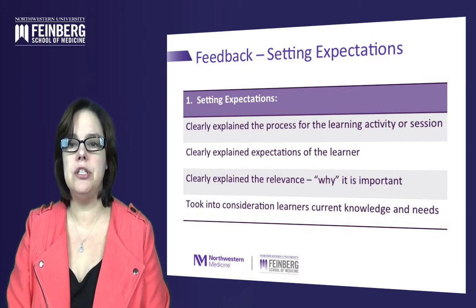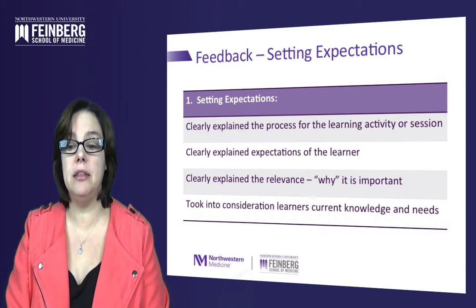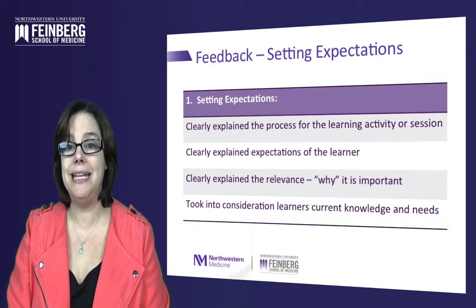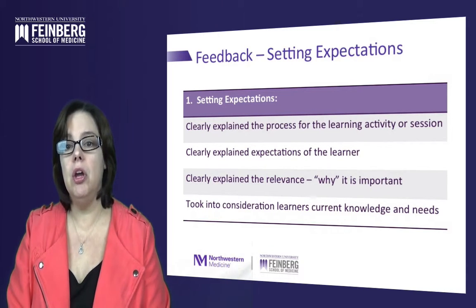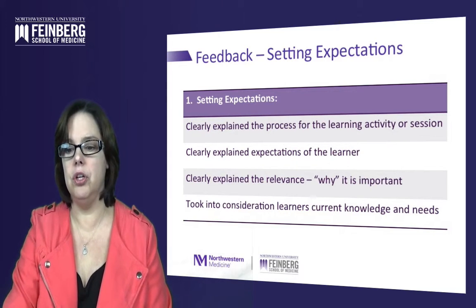So, setting expectations. Look for students who clearly explain the process of the learning activity or the session to the juniors. Look for if they've explained the expectations to the learners, if they've told them why it was important. This is really important for adult learners, so we want to explain the rationale for why we're doing things. And if it's possible, determine if they adjusted or took into consideration the level of their learner.